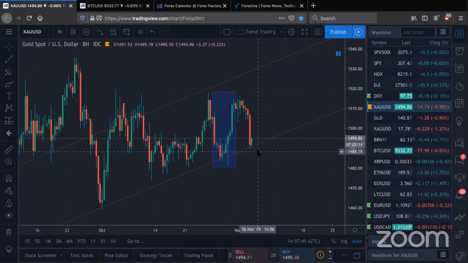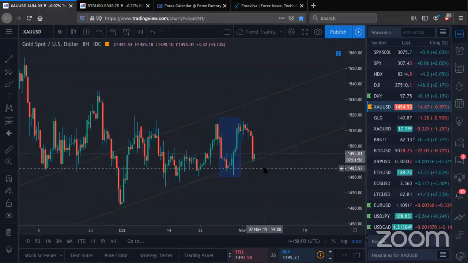I tend to use 1/3 of the daily ATR. So say, for example, if the daily range for gold was, call it, 100 pips, my stop loss would be 1/3 of that. So it would be 33 pips. This is just the general guideline. Every case and circumstance is different.